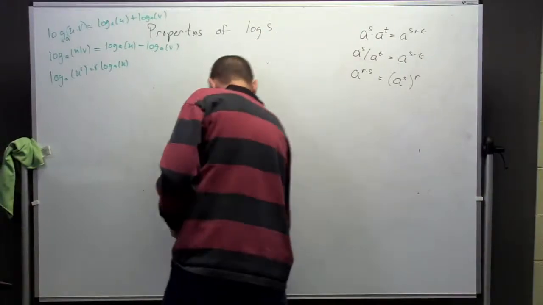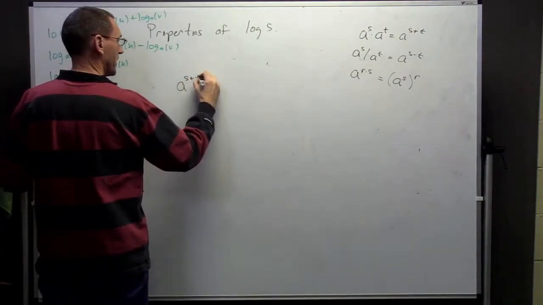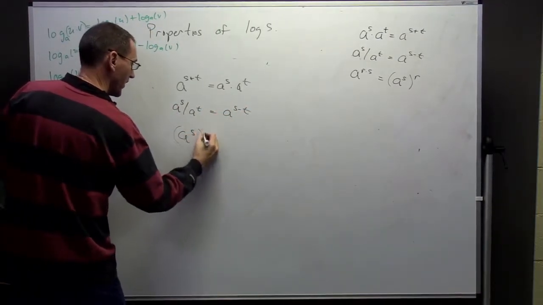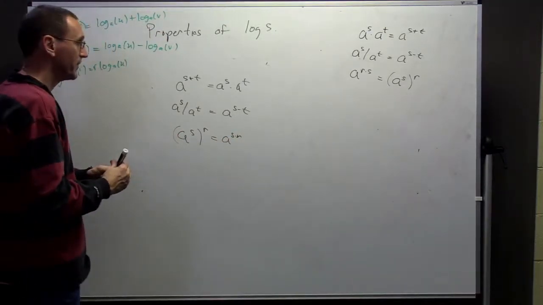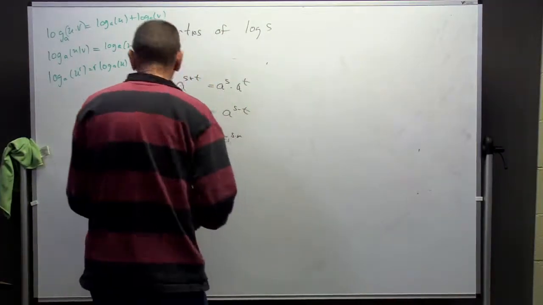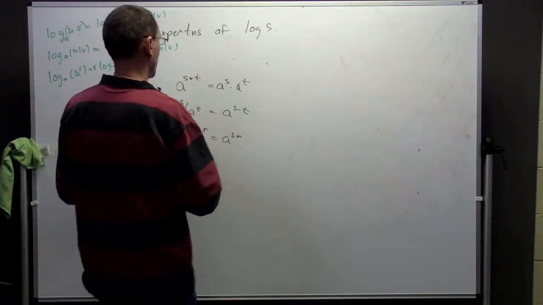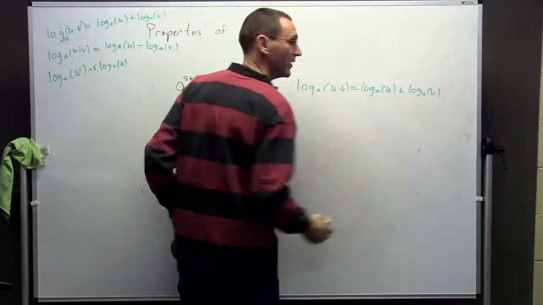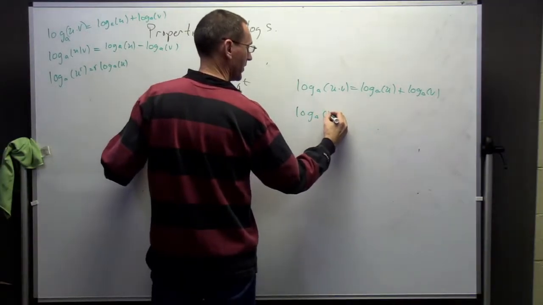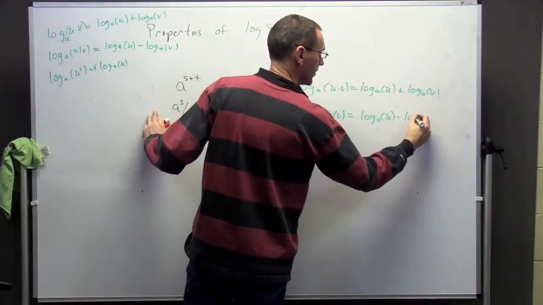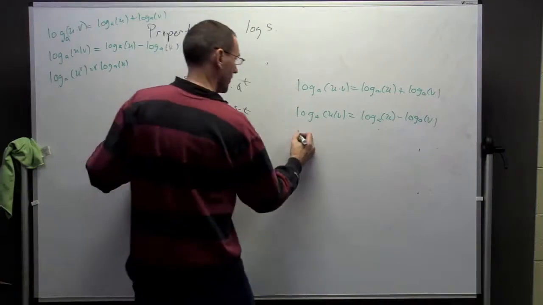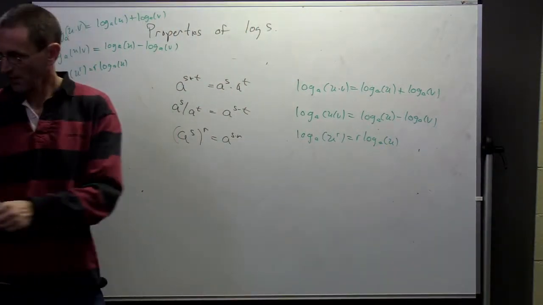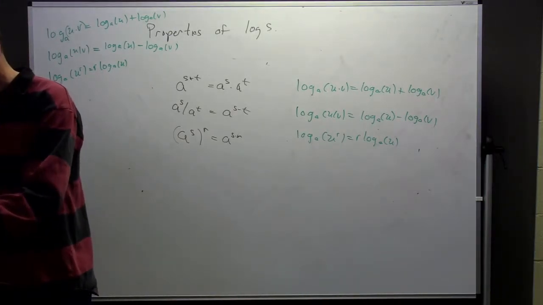So these three properties are: a to the s plus t is a to the s times a to the t. A to the s divided by a to the t is a to the s minus t. A to the s all raised to the r is a to the s times r. And then this property implies that log base a of u times v is log base a of u plus log base a of v. This property implies log base a of u divided by v is log base a of u minus log base a of v. And this property implies that log base a of u to the r is r log base a of u. Okay, so let's see if we can look at a couple examples here and see how this is going to help us to do things.